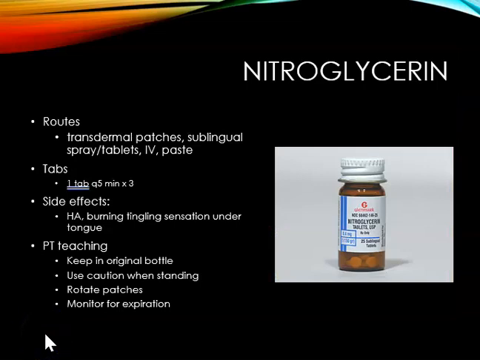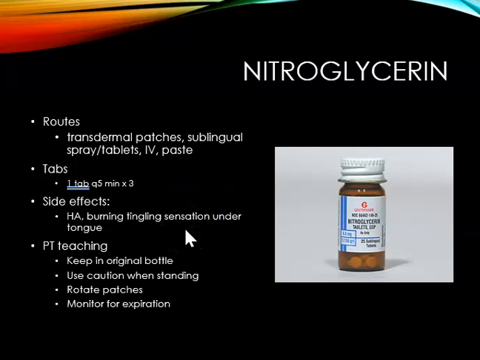So nitroglycerin. These are available with different methods. They come in the transdermal patches, sublingual spray, tablets, IV, and a paste. So when we are educating our patients on chest pain, the one that they're most likely going to be having ordered for them is going to be the sublingual treatment. So that's going to be sublingual spray or the sublingual tablets. The ones with long-term cardiac history are going to get more of the paste or the transdermal patches.